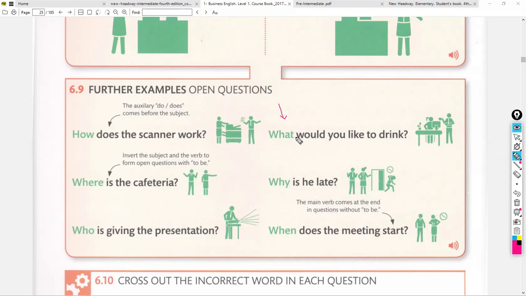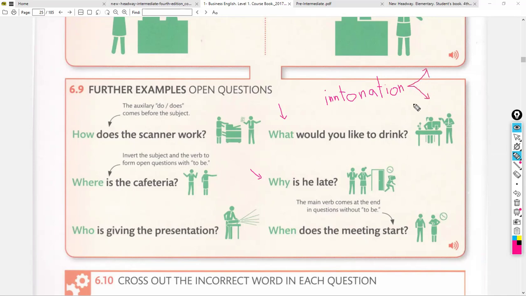Now, what about this one? What would you like to drink? Okay, this one is: Why is he late? Thank you, Subhi, because you are using the correct intonation. Do you know the meaning of intonation? Bravo, it's the sound. Is your sound up or down?